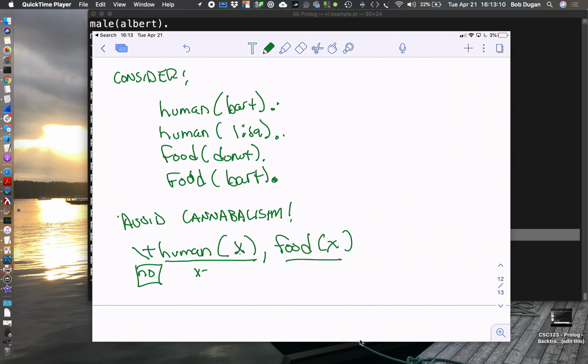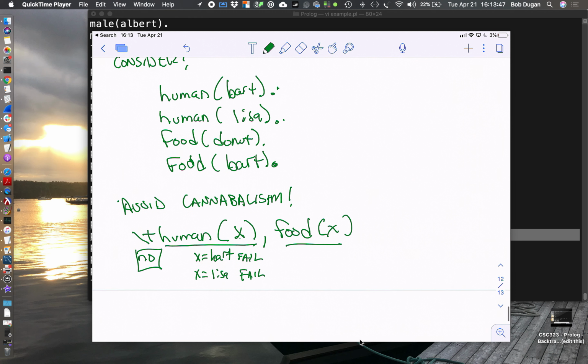So X equals Bart results in a fail because we're taking not human and Bart's a human. And X equals Lisa will result in a fail because Lisa is also human. And the unification stops there because the first antecedent causes us to process all of the facts about humans, and they're all false because we've said we're not interested in anything that's human.